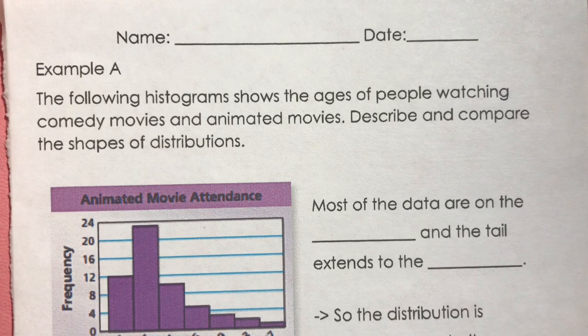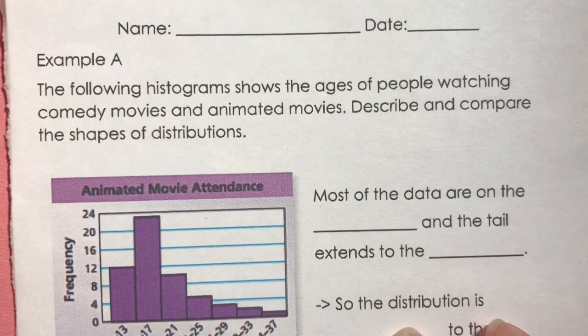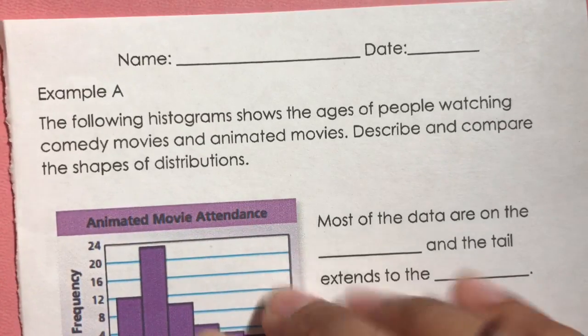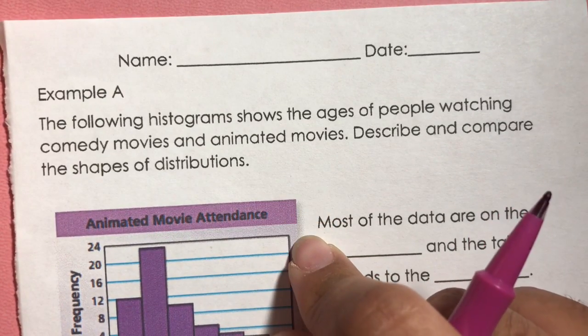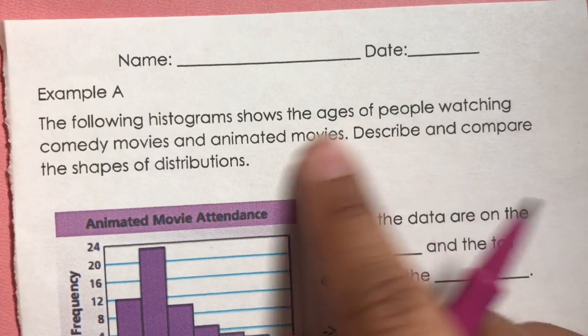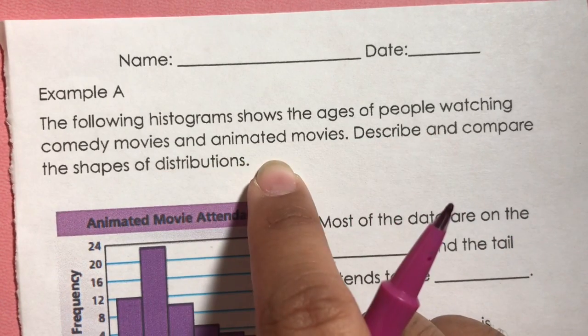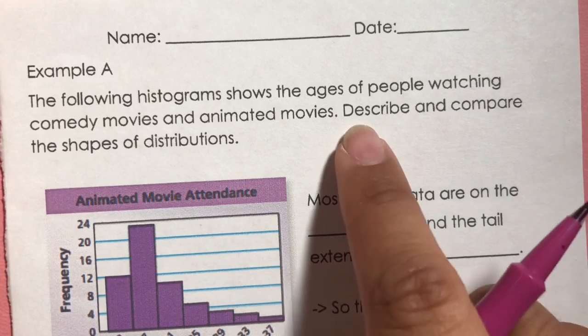Okay, so this is part 2, and this is the back side of your notes. So this is what you should see on the back of your notes. For example A, the following histogram shows the ages of people watching comedy movies and animated movies. Describe and compare the shapes of distributions.